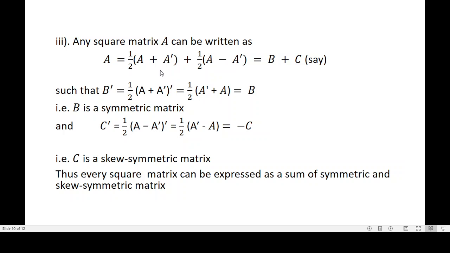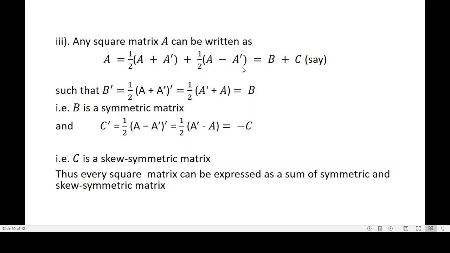Now, let us denote half of A plus A dash by B and half of A minus A dash by C. So we have to show that B is a symmetric matrix and C is a skew symmetric matrix. So any square matrix can be expressed as a sum of a symmetric and a skew symmetric matrix.